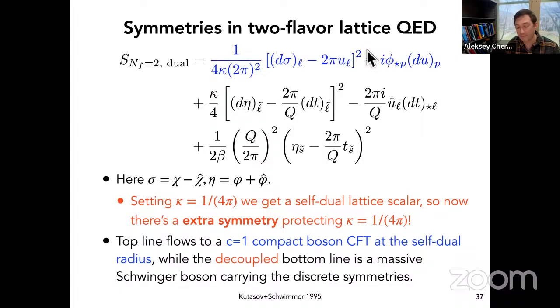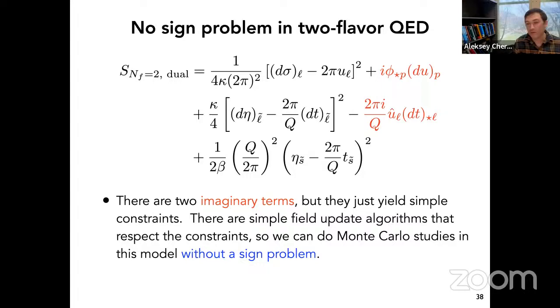Then you could add mass terms if you want and study the strongly coupled physics away from the massless point. Now, there are two imaginary terms, but just as before, their only role in life is to generate constraints. Basically, the constraint that du is zero, and dt is zero mod q. Those are the two constraints. So it's easy enough to come up with field update algorithms in a Monte Carlo calculation that respect those constraints, and then those terms don't contribute at all. You can just drop them as long as your proposals respect the constraints, and then you can do Monte Carlo if you want without any sign problems.